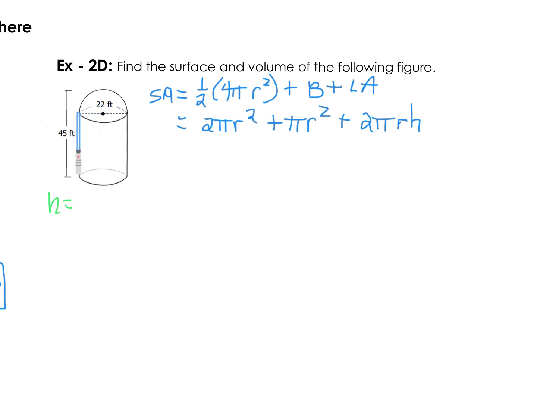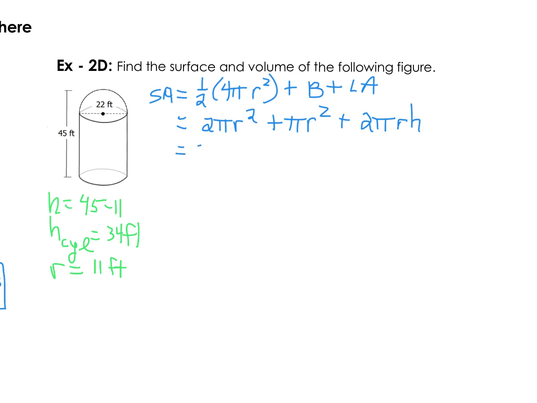So to get the height, I need to take this 11 off of the 45. So I need to take 45 and subtract 11 from it. And so the height of the cylinder is equal to 34 feet. The radius is half of the 22, which is 11 feet. So now let's put these together into our formula.